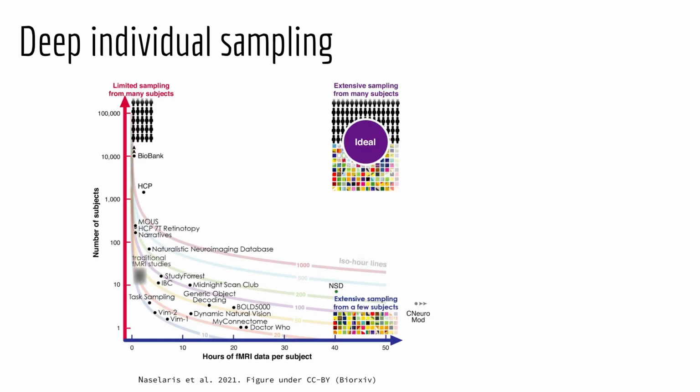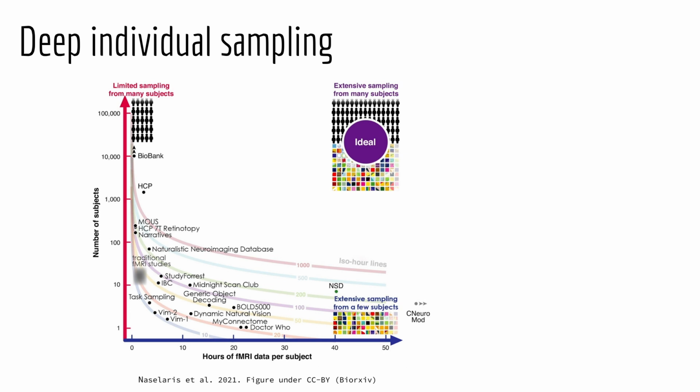So we use the word deep, and I wanted to talk to you a bit more about what we mean by deep. So we mean deep individual sampling. And to put that word in context, there's a figure here by Naselaris et al. that was published in 2021. Essentially, they mapped available datasets along two axes. You have the number of subjects that a study scanned, and the hours of fMRI per subject. What you see in the upper left-hand corner is the UK Biobank, where they scan thousands of participants for a couple hours each.